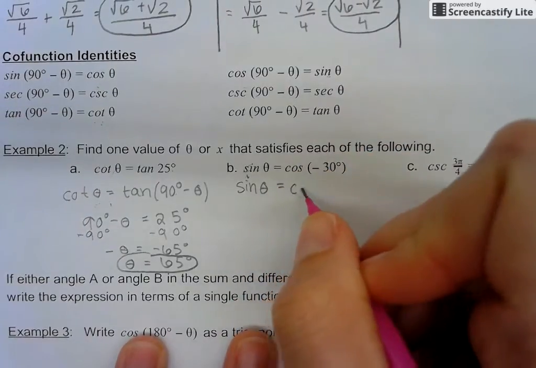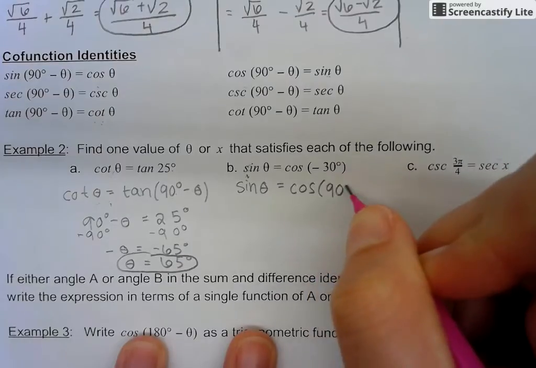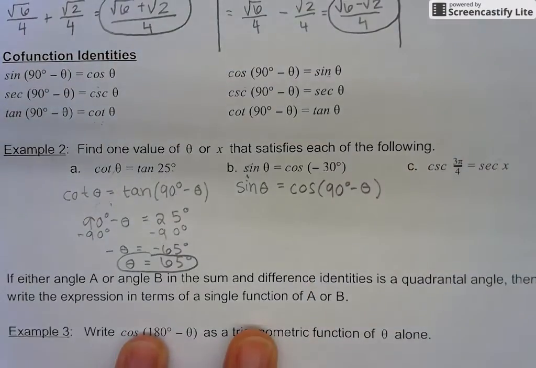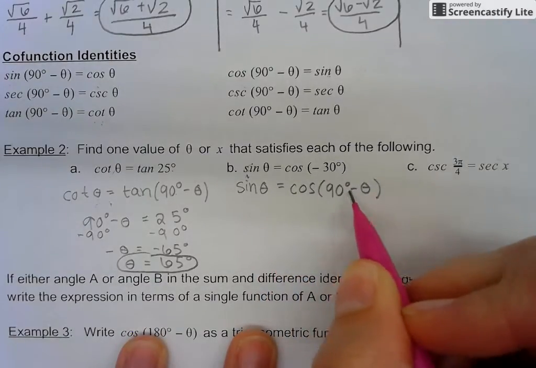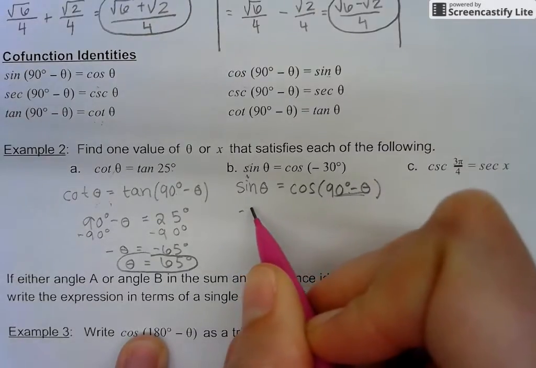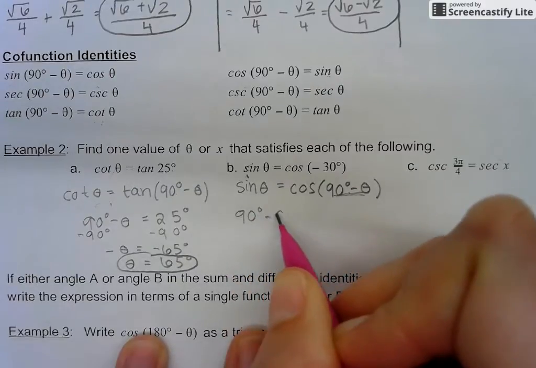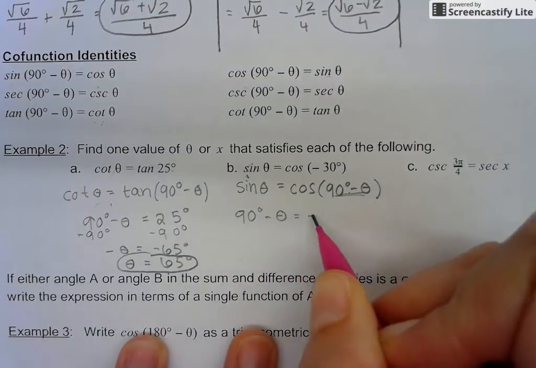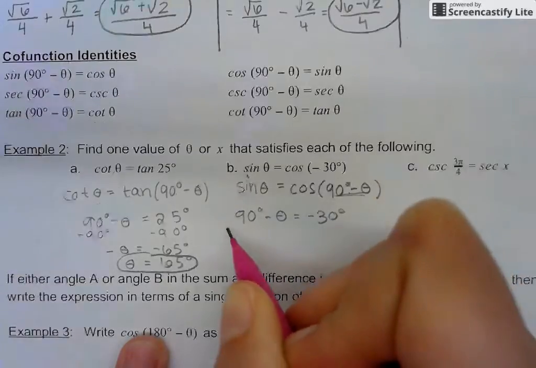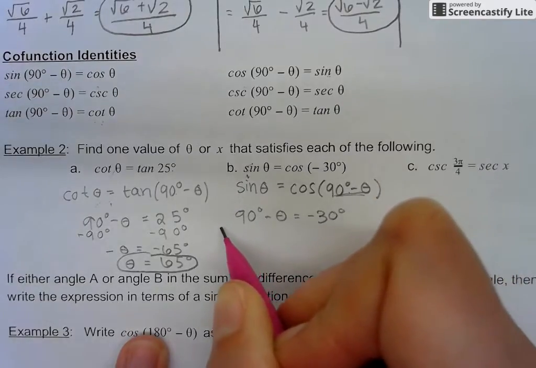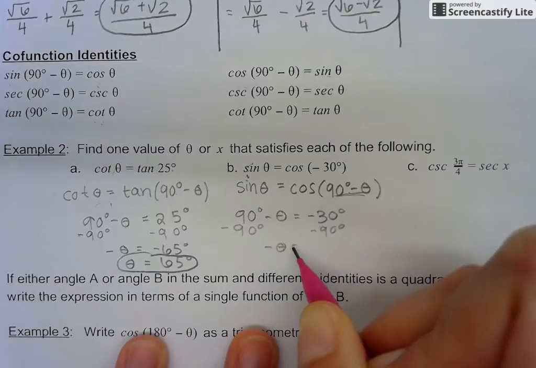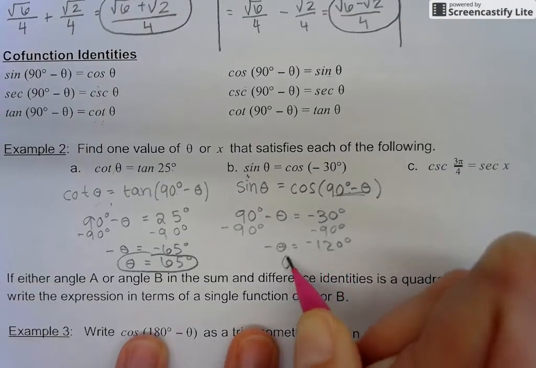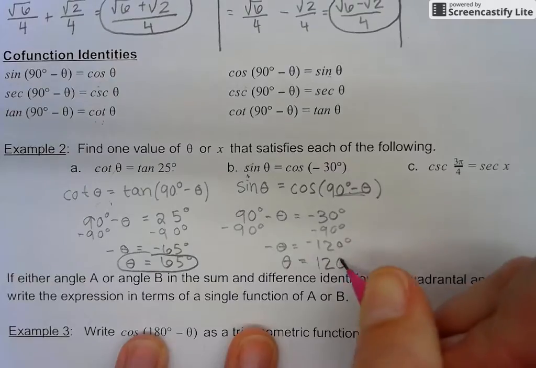So sine of theta equals cosine of 90 degrees minus theta. So sine of theta equals cosine. That all matches up, but -30 has to be equivalent to 90 degrees minus theta. So I can write 90 degrees minus theta is equal to -30 degrees. I would have to go ahead and subtract 90 degrees, and I get negative theta equals negative 120 degrees. So theta equals positive 120 degrees.